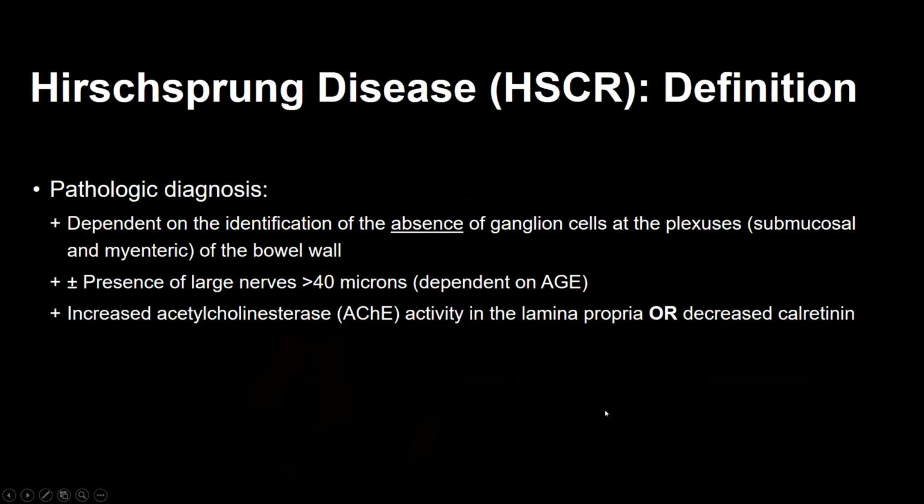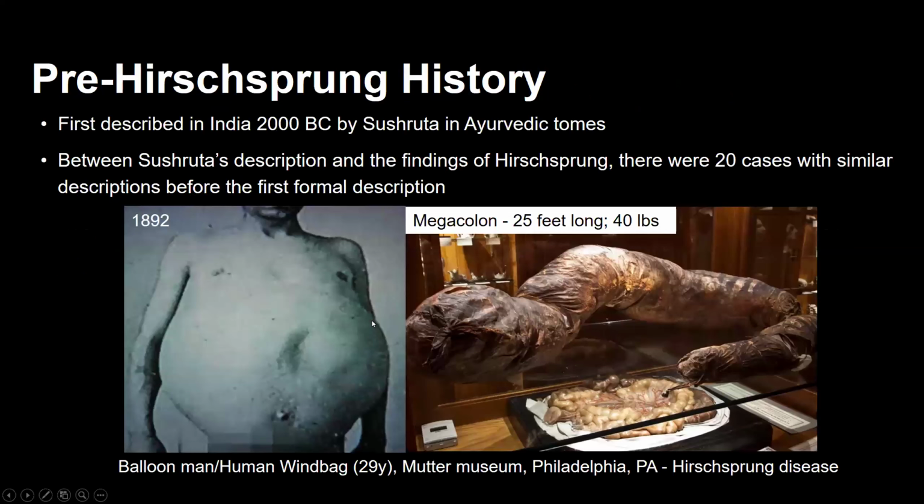And of course, the pathologic diagnosis, unlike the rest of pathology, is dependent on the identification of the absence of something, meaning the absence of ganglion cells at the plexuses that are either submucosal or myenteric in the bowel wall. One other bonus finding that you can have, though it doesn't mean that you'll always have it, is the presence of large nerves that are greater than 40 microns. This is heavily dependent on age, and we'll talk a little bit about that later. And then increased acetylcholinesterase activity in the lamina propria or decreased calretinine, another thing that sometimes we use as an adjunct along with our H&E. So let's go back to the history.